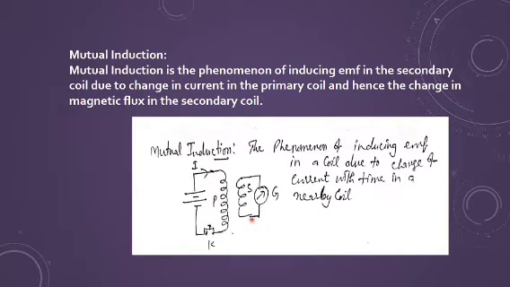This phenomenon produces induced EMF, and hence of course induced current, due to which you can see the deflection in the galvanometer. And of course if you reverse the polarities of the battery, then the deflection goes to the other side, as we discussed in Faraday's experiment. In self-induction, the induced EMF is produced in the same coil, but here it is produced in the neighboring coil. This is the difference between self-induction and mutual induction.